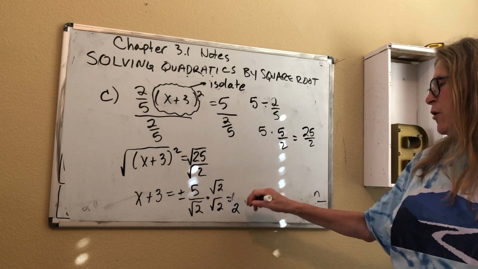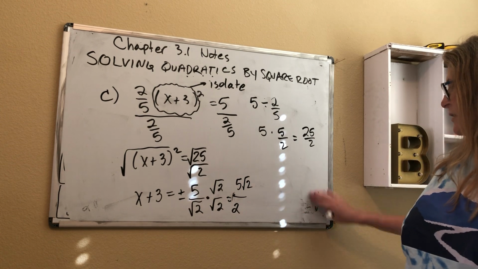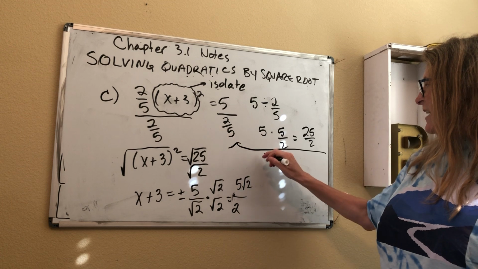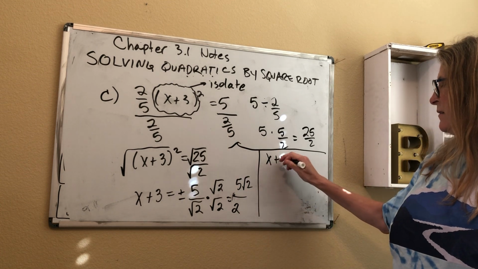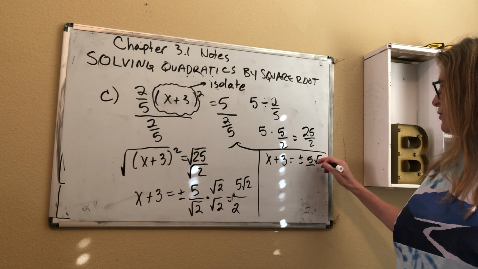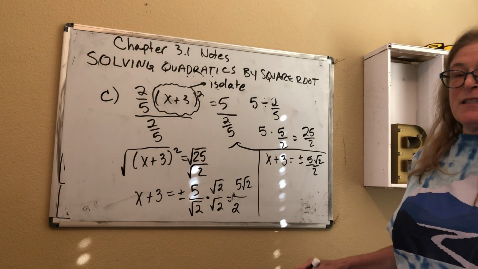And then up here I multiply 5 times root 2 and get 5 root 2. So here's where I'm at right now. I'm at x plus 3 equals plus or minus 5 root 2 over 2. And my goal is to get x by itself.